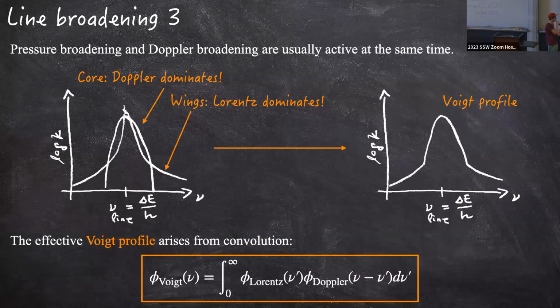And it kind of makes sense. If you are at a frequency nu, and you want to know how likely am I to see the Lorentz wing of a line that sits at a frequency nu prime, then you just have to know the likelihood of shifting via Doppler shifts my frequency nu prime into nu. So it makes sense why it's a convolution.